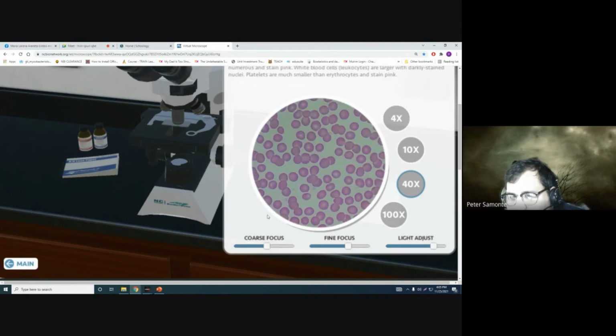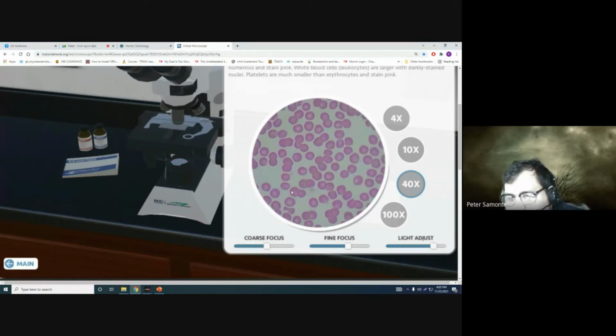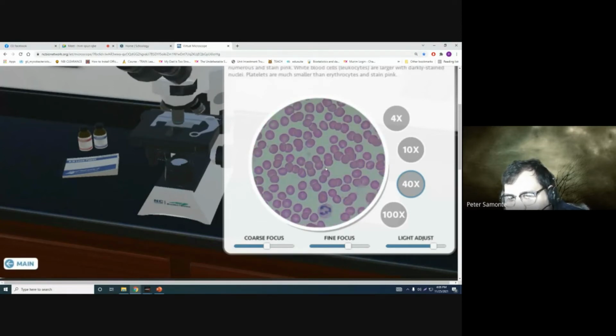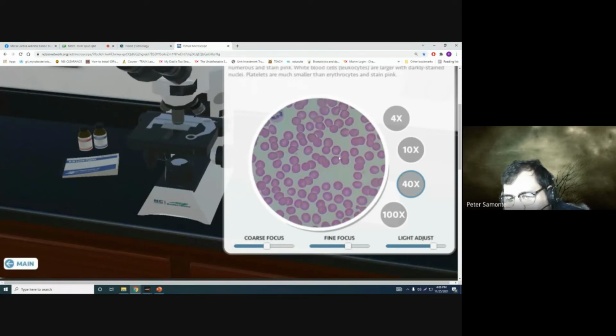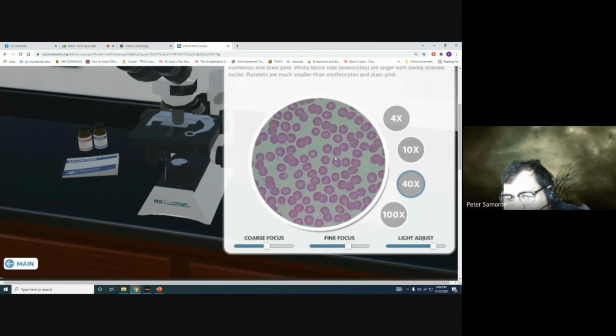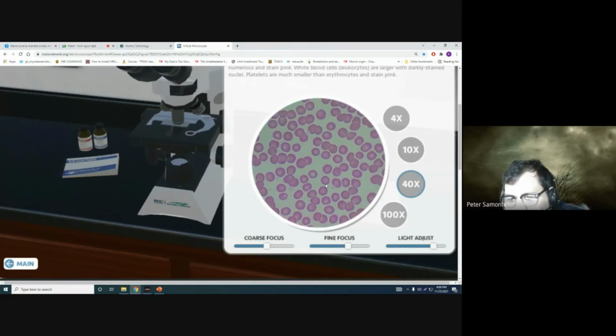Then, as I said earlier, you try to find an area where there is equal distribution of cells. Here, it doesn't show a good one because the cells are still clumped together. Nonetheless, this is just an example, class. But you try to find an area with equal distribution, where there are no clumps and no overlapping of cells. Then move now to your oil immersion objective.